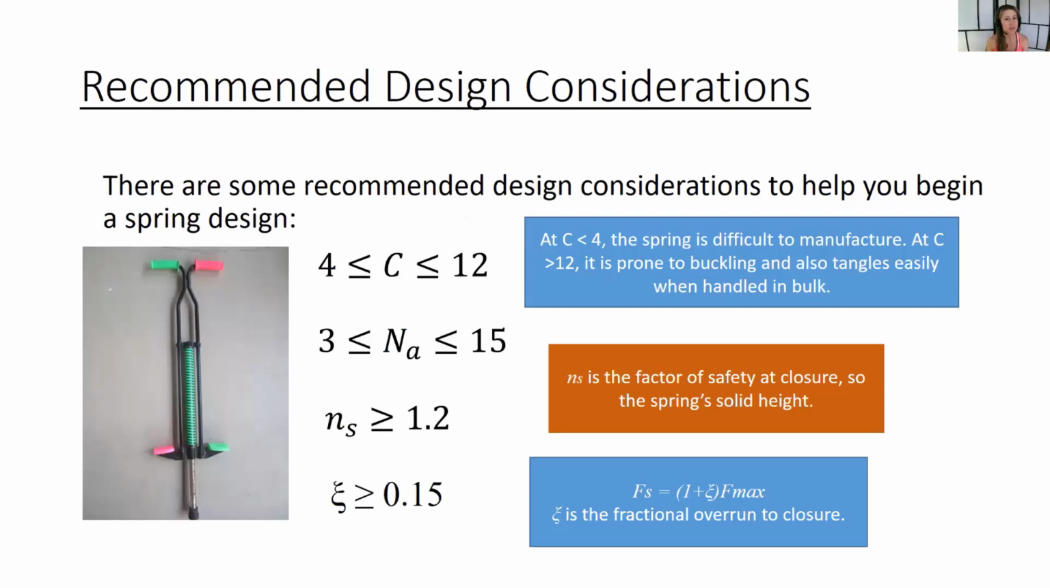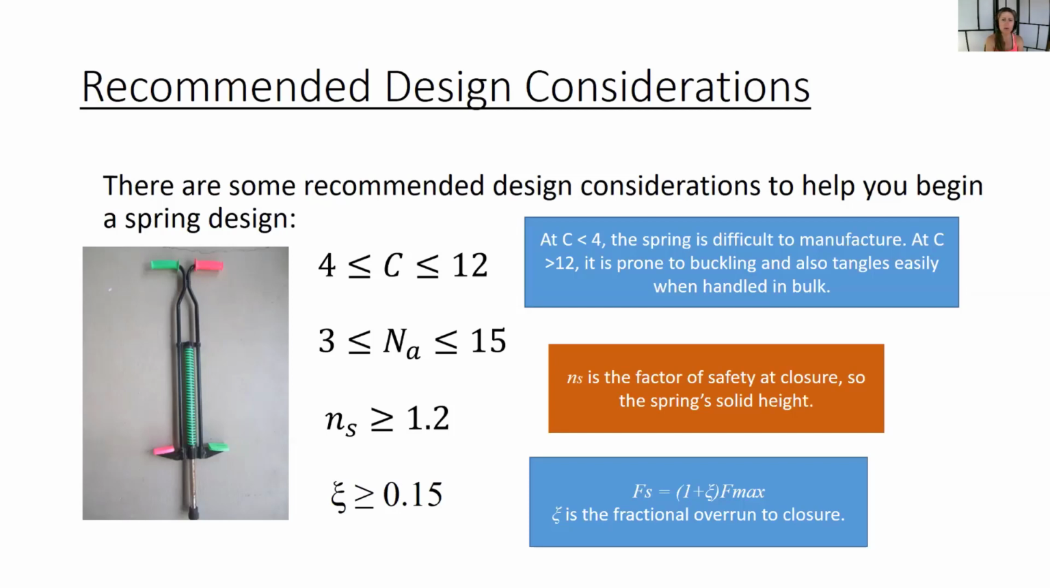So for springs, there are 4 that we're going to use. These are the 4 recommended design considerations to help you begin your spring design. The coil curvature can be one of the first design considerations. At C of less than 4, the spring is difficult to manufacture and you might run into some surface cracking issues. At C greater than 12, the spring is prone to buckling and it also tangles easily when handled in bulk.